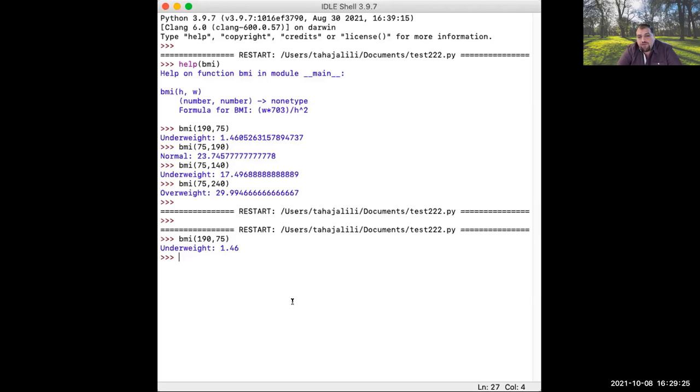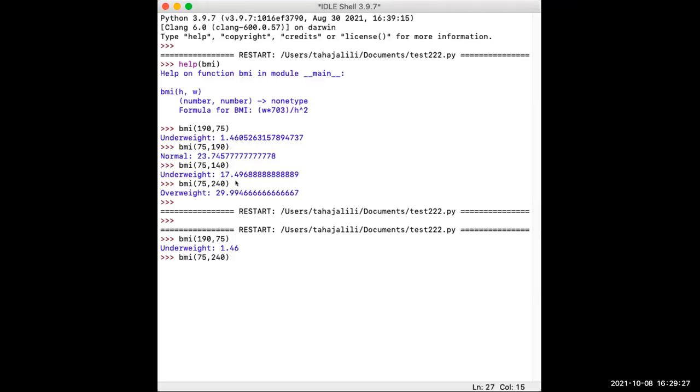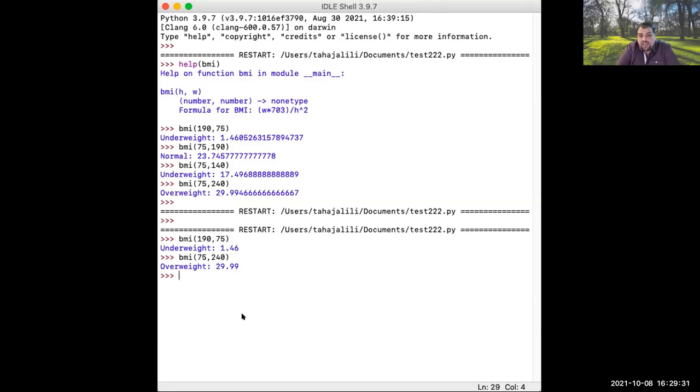Take the last one, the overweight one. Okay. Now, as you can see, it was like 299.46. Therefore, it's 29.9. And this guy is overweight. Anybody has a question? You see, your friend was capable to implement it in a nice and good way.